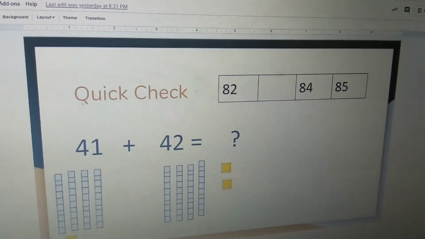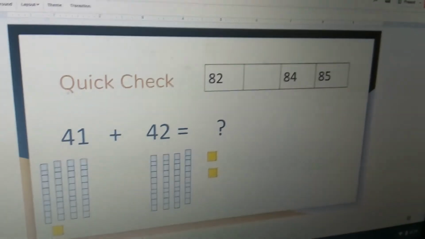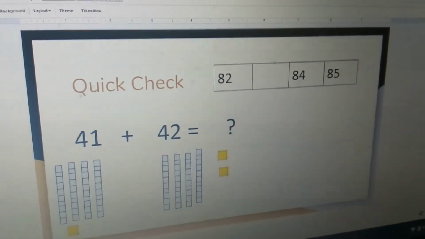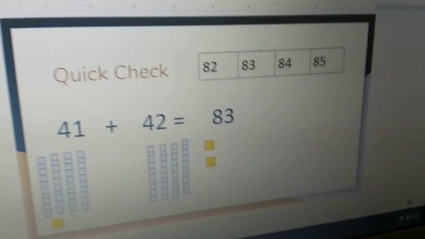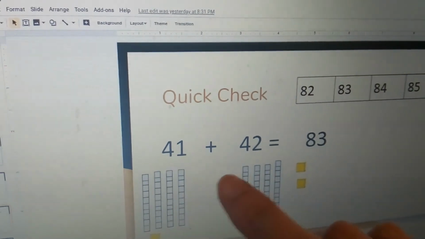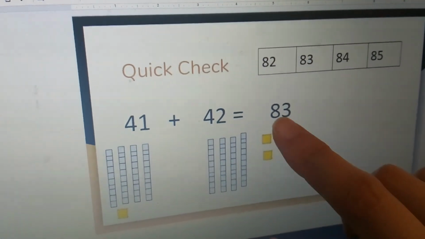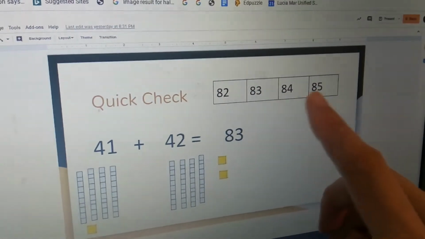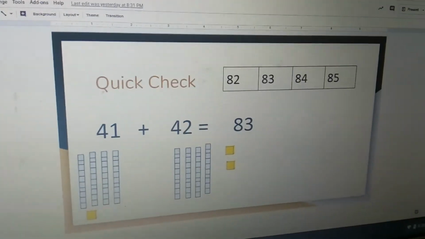So here we go. 41 plus 42. What is the missing number in the strip? Type it on the side. We should have gotten 83. So let's check. So I got 10, 20, 30, 40, 50, 60, 70, 80, 81, 82, 83. And there it is, because that makes sense. Because remember, the ones place goes up every time as we go across. 82, 83, 84, 85.